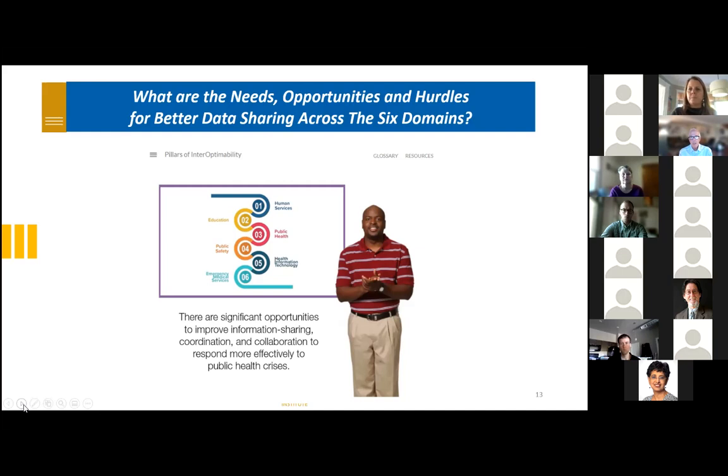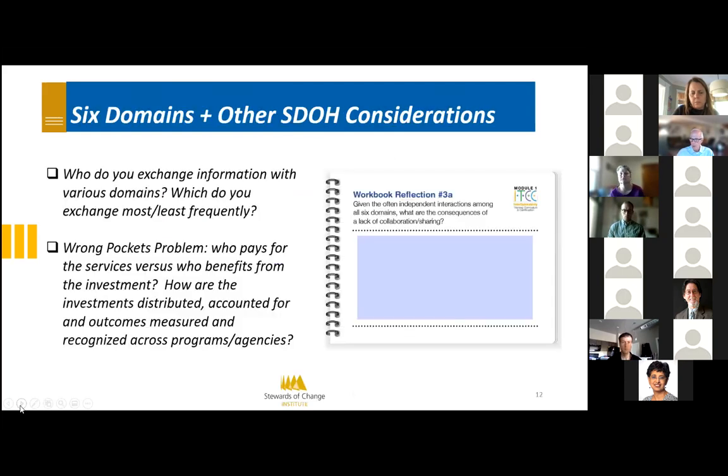And again, this is just another slide from the training: what are the needs and opportunities and hurdles for better data sharing across the domains? And as we think about those things, it becomes a conscious activity. How do we do that? And how do we bring our partners into the conversation to effectively share that the people we're serving are also touching their system? So you have a common client in the mix here. And I thought that was useful for folks to think about.